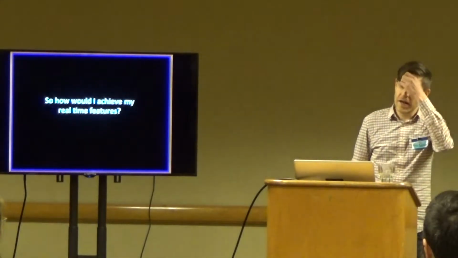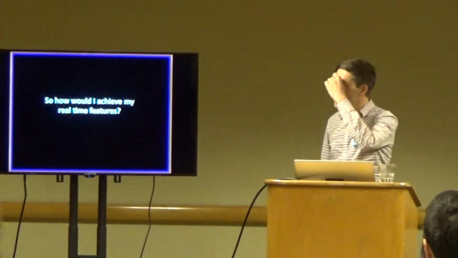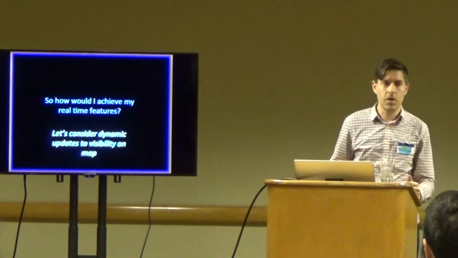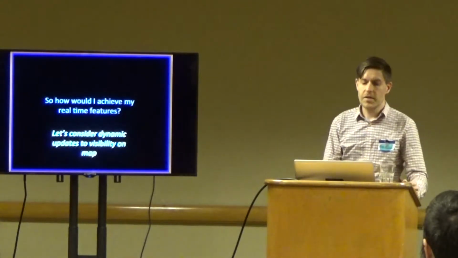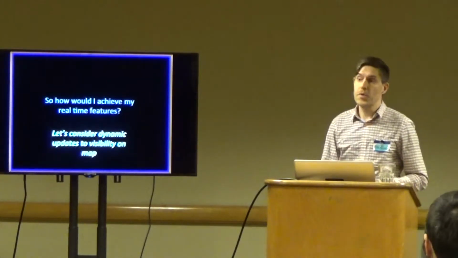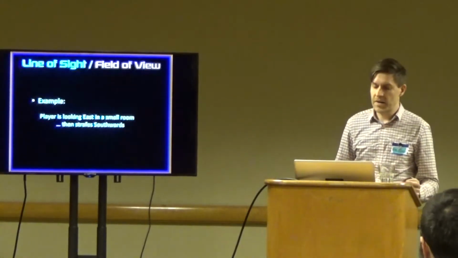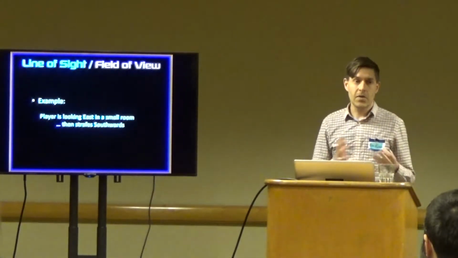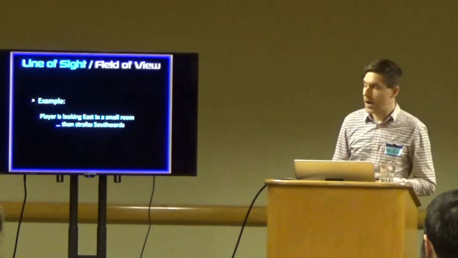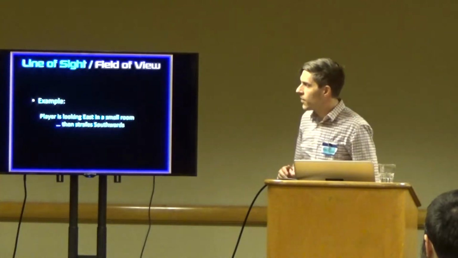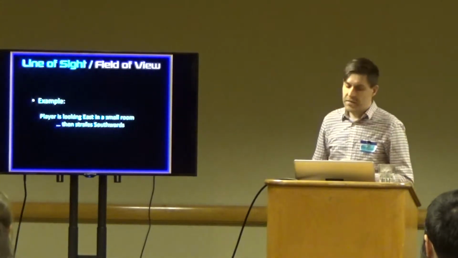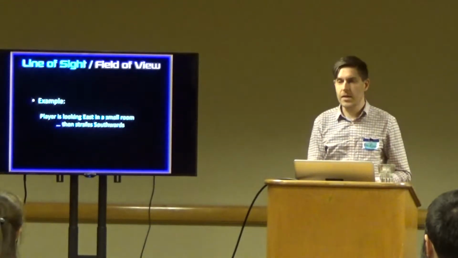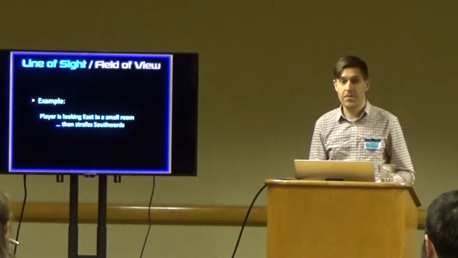So how could I achieve some of these real-time features? So let's consider one example on this map that I just showed you. The dynamic updates to visibility when you're moving around. Classic standard problem in computer games. So this is called line of sight and or field of view, two sort of hand-in-glove kind of parts to the same problem. Let's take an example that you saw in that map, where the player is standing there looking east in a small room and then starts to strafe southwards.